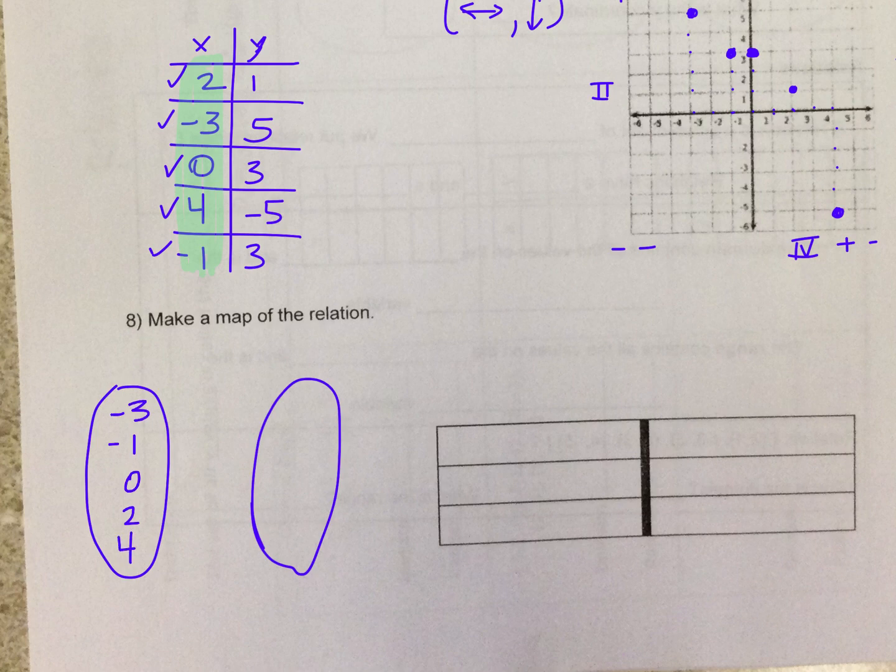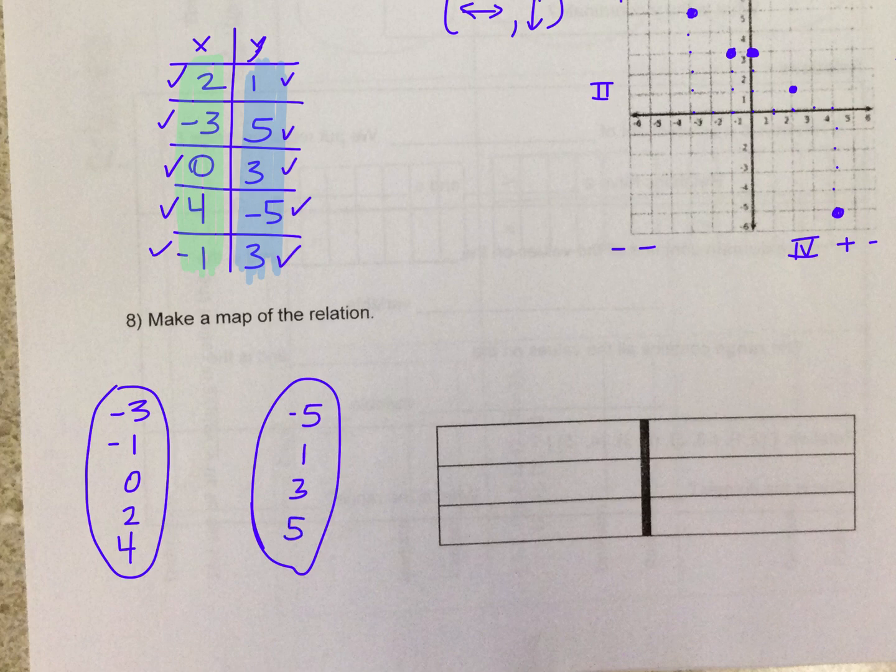Let's do the same thing over here on this other map. I'm going to put my Y numbers in. I'm going to look at my list and start with my smallest. -5 is the smallest. Then would come a 1. Then I've got a 3. And I have another 3, but I don't write it twice, so I'm just going to check it off. And then I have a 5.